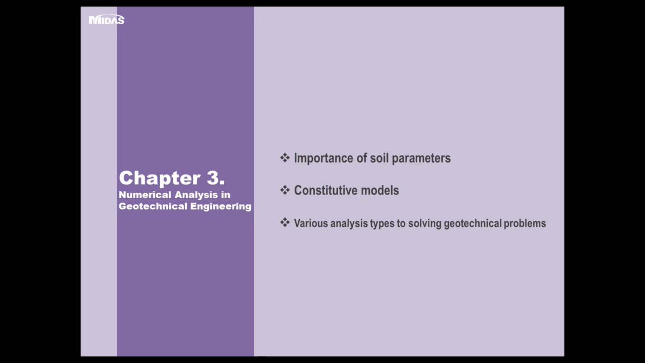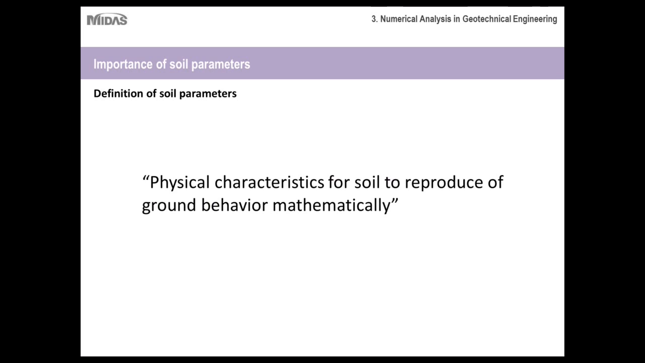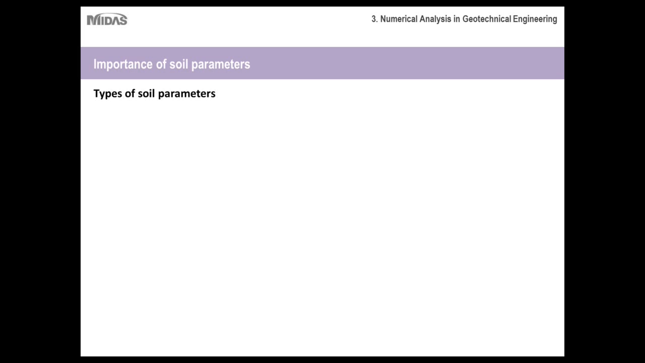Okay, so Chapter 3. Now we'll be discussing the importance of soil parameters, certain unique characteristics about soil that make numerical modeling essential. We'll also cover constitutive models, various models that predict soil behavior that will be at your disposal, and various analysis types for solving geotechnical problems. The definition of a soil parameter is simply a physical characteristic of a soil used to reproduce the ground behavior mathematically. So it's essentially certain equations or relationships that have been developed mathematically to help you better predict how soil will respond under certain stimuli.